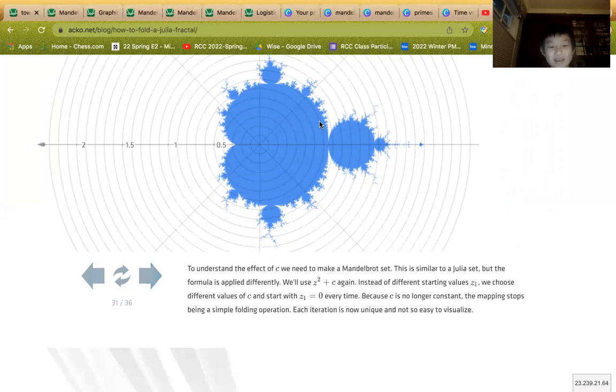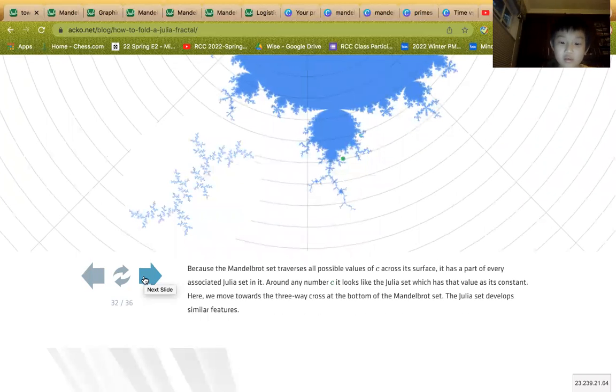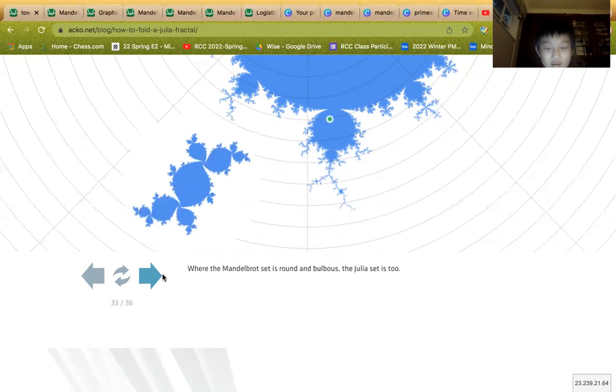The Mandelbrot set is like the opposite of the Julia set. Instead of changing what number we start with, we change what number is C. Just like every point in the Julia set has an associated, distorted Mandelbrot set. Where the Mandelbrot set is round and bulbous. Sure. The Julia set is too.